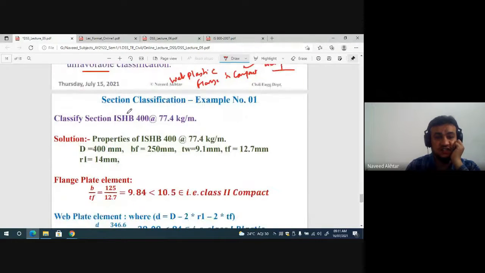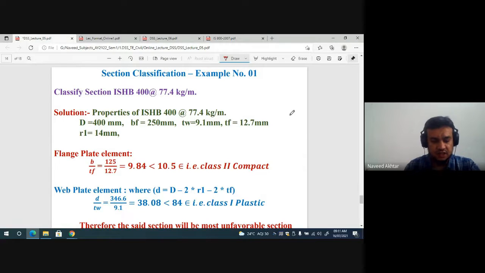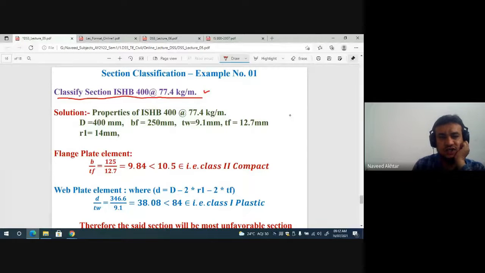Okay. Now we will solve one example here, and we will come to know how the section classification is done. Here the example is given: classify the section ISHB 400 at 77.4 kg per meter. So first, when you start the solution, you have to write down the sectional properties or sectional dimensions. Sectional dimensions are needed for section classification.